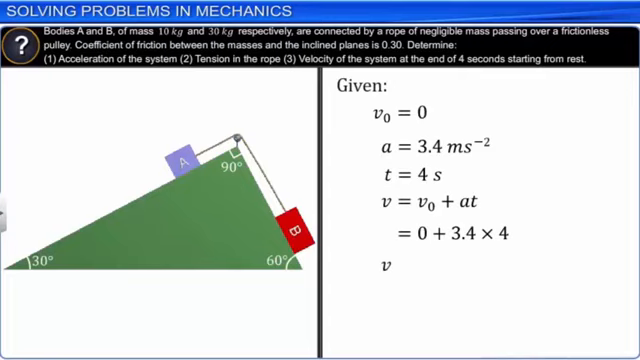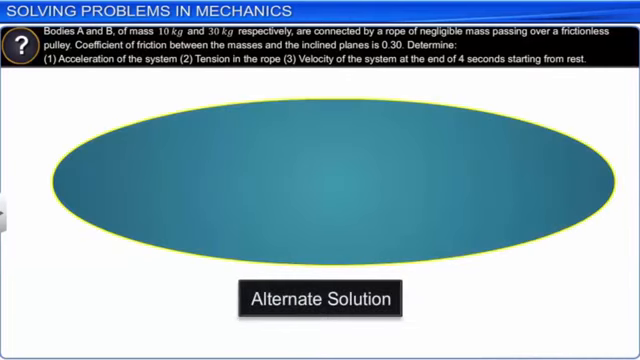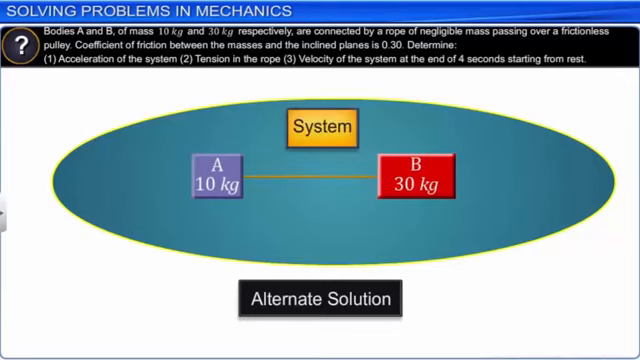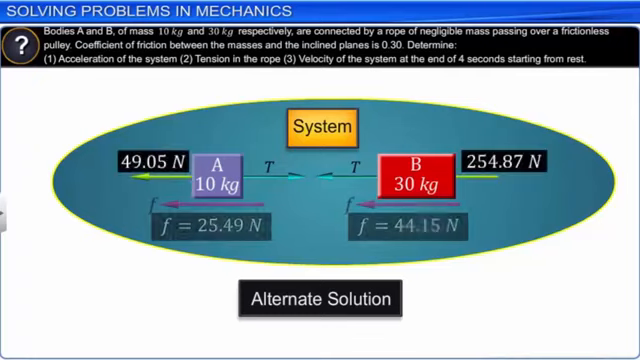Another way to solve this problem is that we can combine the two bodies, A and B, along with the rope into a system. Tensions T, acting on body A and B, now become internal forces, and hence cancel out each other, and will not be taken into consideration while writing the net force equation.